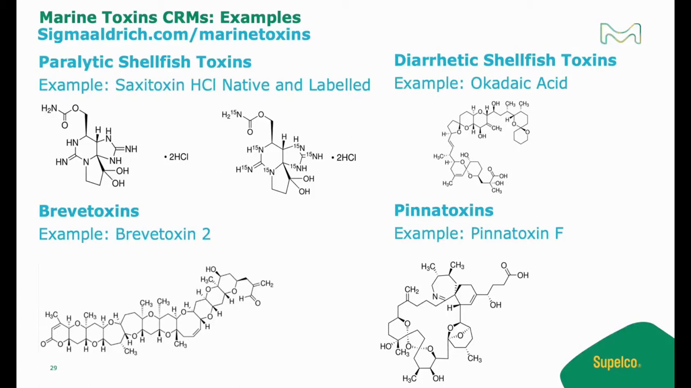For example, the native form, but also an isotope-labeled CRM of saxitoxin hydrochloride as a representative of the paralytic shellfish toxins, or the more recently added okadaic acid, or groups like brevetoxins and pinatoxins. I am showing only some examples of different product groups here to demonstrate the variety of chemical structures these toxins have.